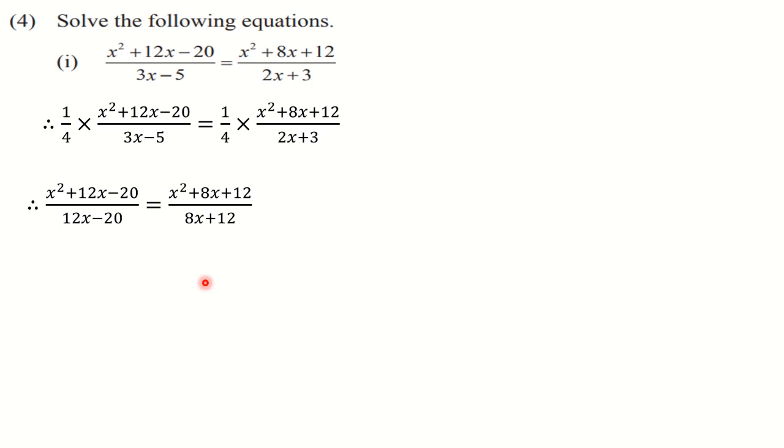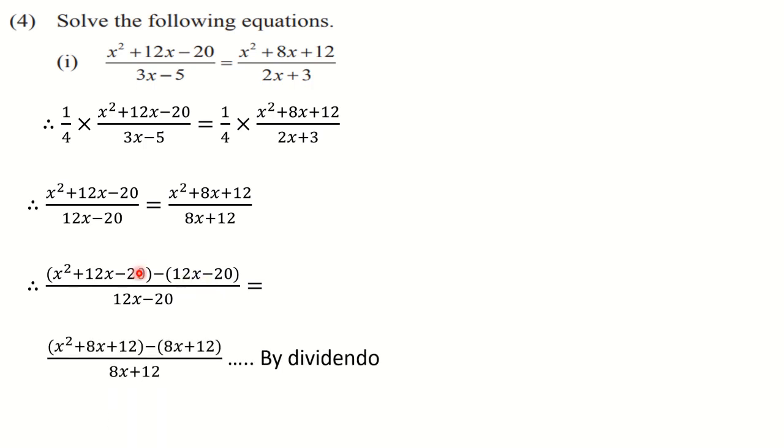Dividendo means what? Subtracting denominator from the numerator in the numerator. Okay, so let us go for that step. What are we doing? We are doing dividendo. We are subtracting denominator from the numerator. So see, numerator minus denominator upon denominator as it is. In dividendo we are not changing the denominator. Similarly on the right hand side here, numerator minus denominator divided by denominator as it is.